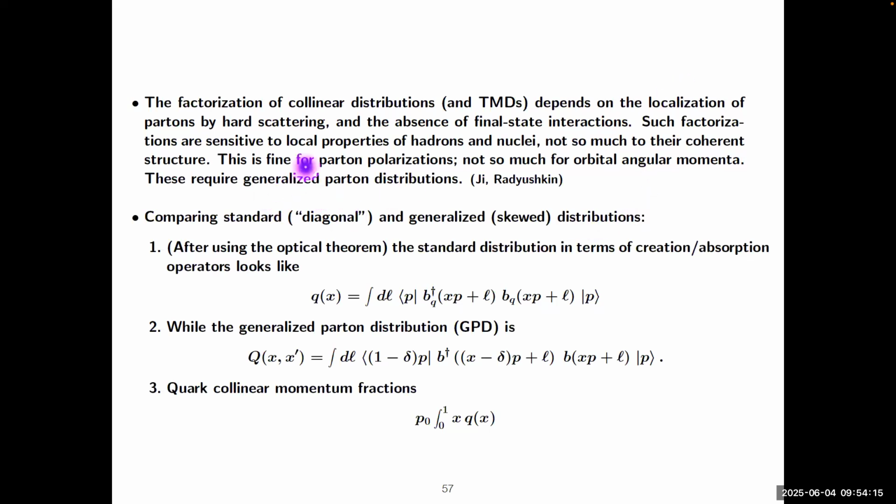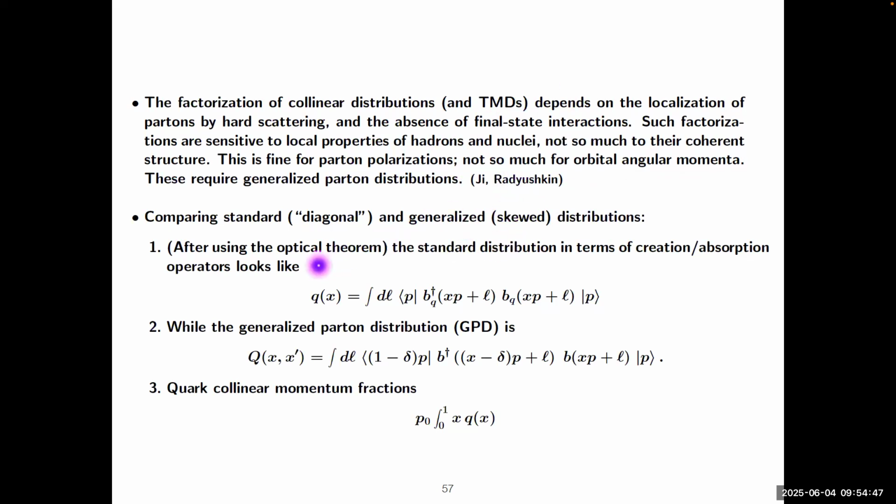Such factorizations are sensitive to local properties of hadrons and nuclei, not so much of their coherent structure. So they are for parton polarizations, not so much for orbital angular momenta. In other words, collinear distributions and TMDs are great for polarizations, but the orbital angular momenta required insights that we heard about last time. That's what this paragraph is telling us.